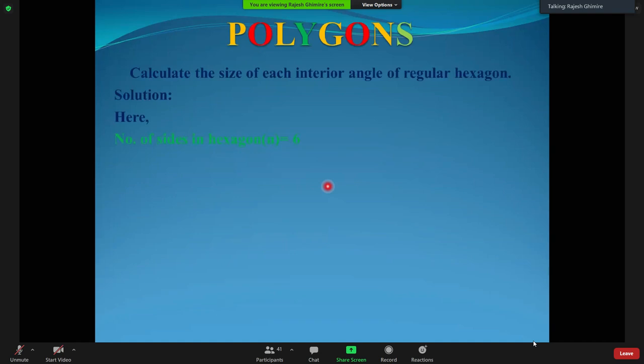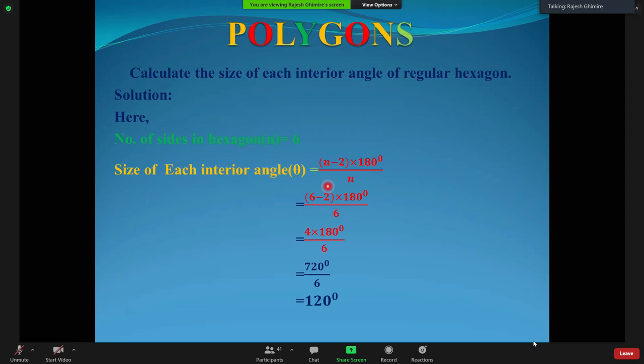Calculate the size of each interior angle of a regular hexagon. Here, the size of each interior angle of a regular hexagon will be theta equal to (n minus 2) into 180 by n. n will be 6, so (6 minus 2) into 180 by 6. 6 minus 2 will be 4, 4 into 180 will be 720, 720 divided by 6 will be 120 degrees. The size of each interior angle of a regular hexagon is 120 degrees.